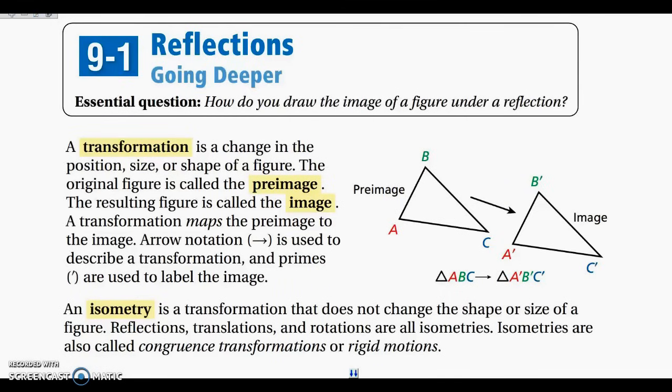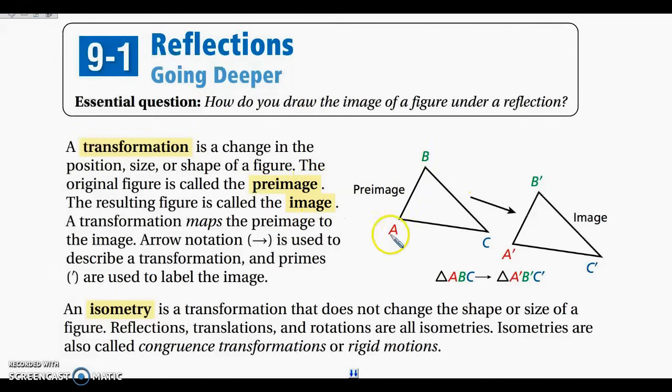Hey everybody, today we are looking at 9.1, which is reflections, and we are starting our chapter on transformations. So the first thing that we need to know is, what is a transformation? A transformation is any time we change the position, size, or shape of a figure. When we look at our first figure, whatever it is that we're changing, that is our pre-image. Once we have transformed or changed our picture, that is called the image.